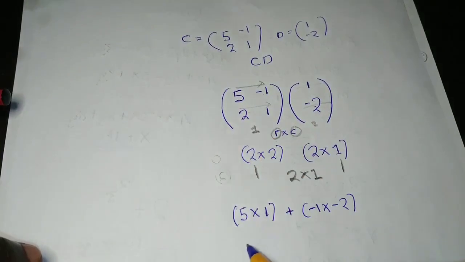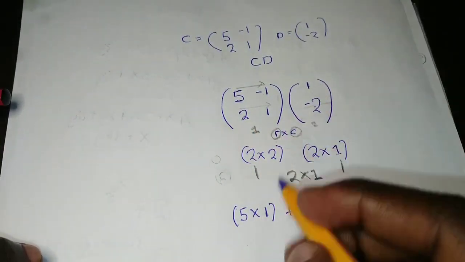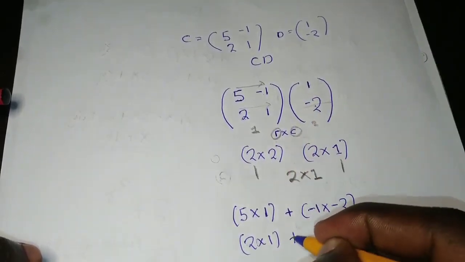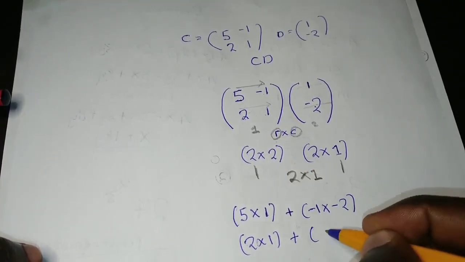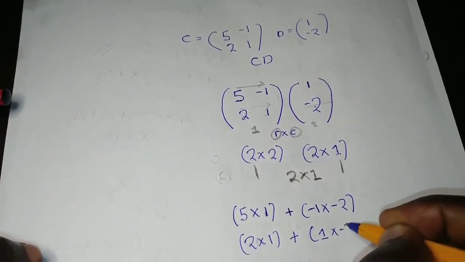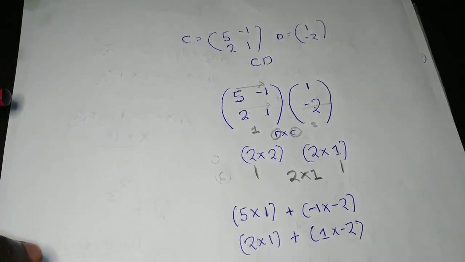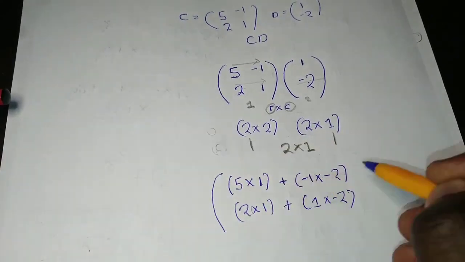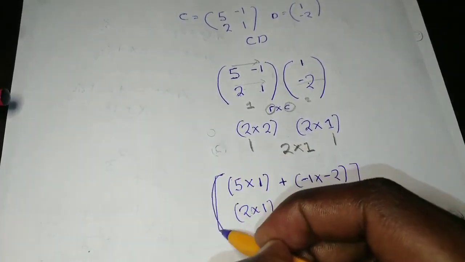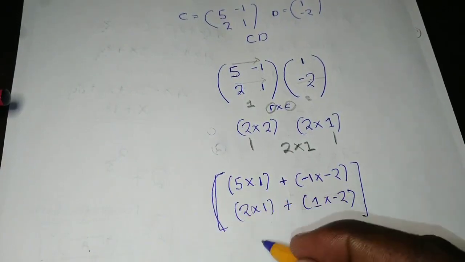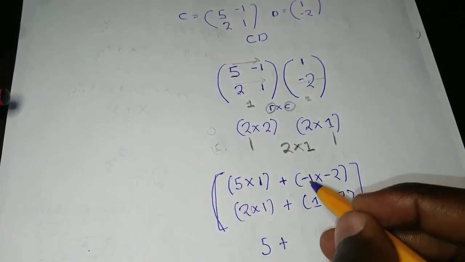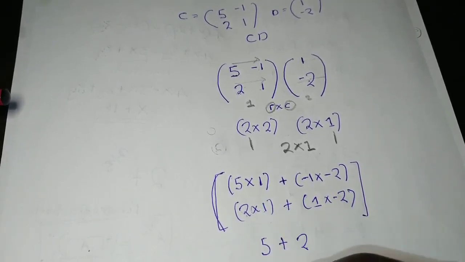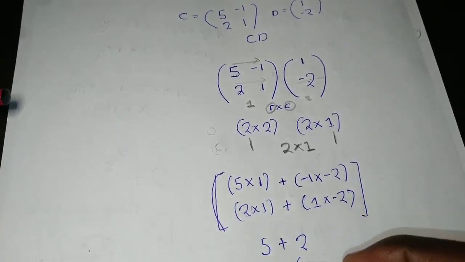When you're going down, you just come down here. So 2 by 1, you write 2 by 1. When you're going to the other side, you add 1 times negative 2. Then you introduce the curly brackets like that. Then you simplify: 5 by 1 is 5, plus negative 1 times negative 2 is 2. 2 by 1 is 2, plus there you get negative 2.